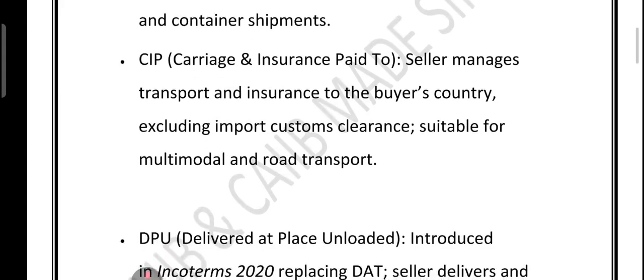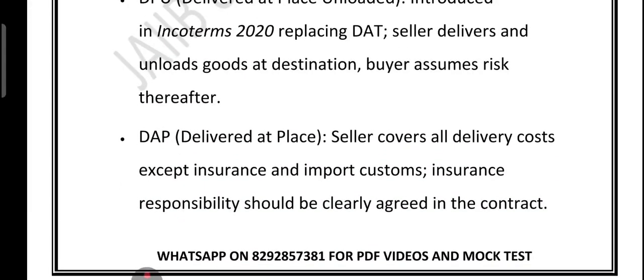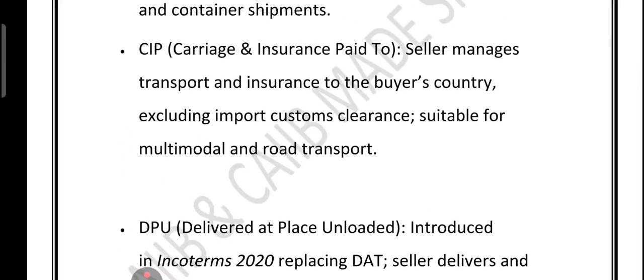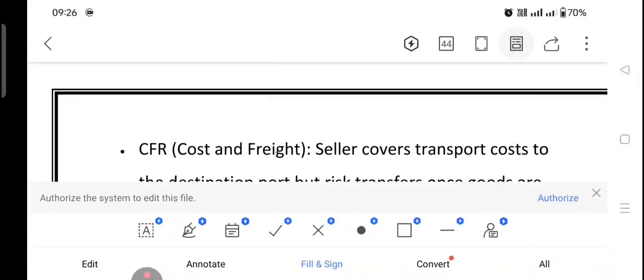And finally, we have something called DPU. Okay, before that, CIP, I think we have discussed. So CIP, what is CIP? I told you the seller will pay for both transport as well as insurance. So let's quickly summarize what we have covered so far.